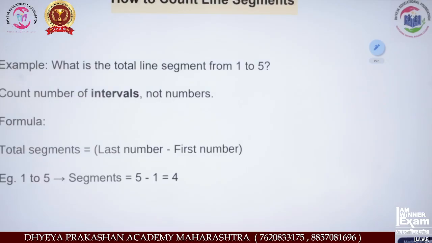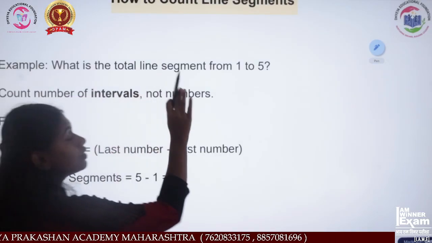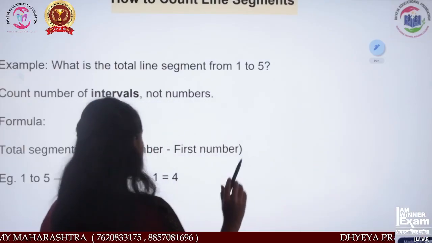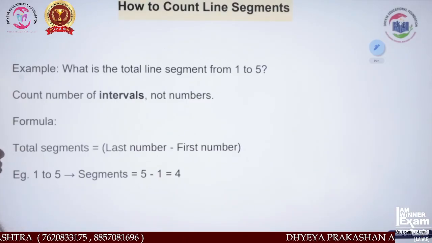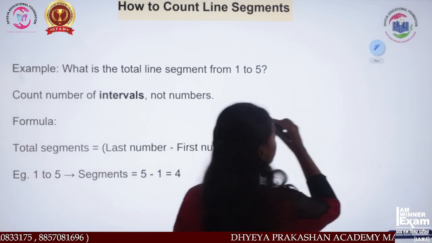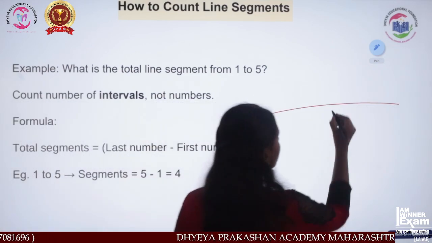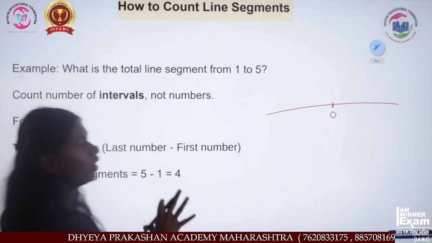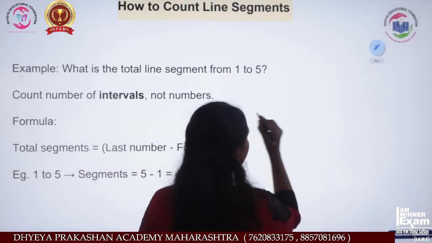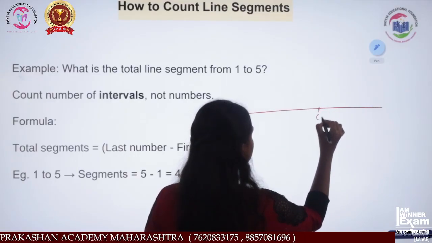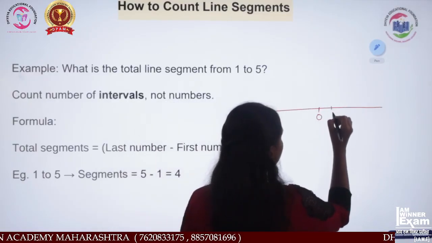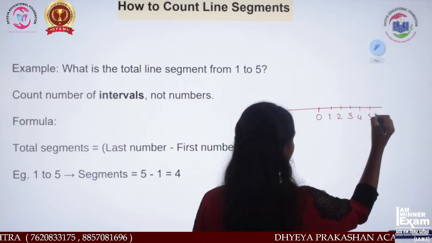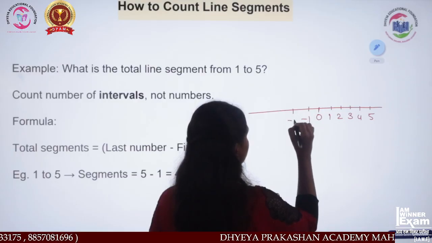Now what we want is the total line segment from 1 to 5. So let's draw one number line here, like this. The middle point will always be 0. The next, positive numbers are on the right side, 4 and 5. Negative numbers are on the left side.